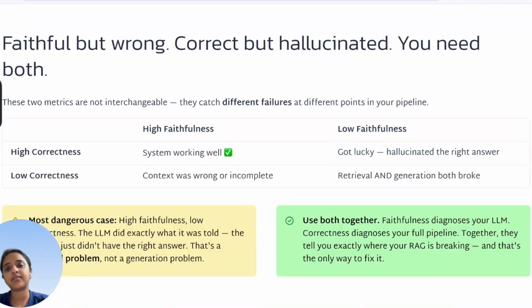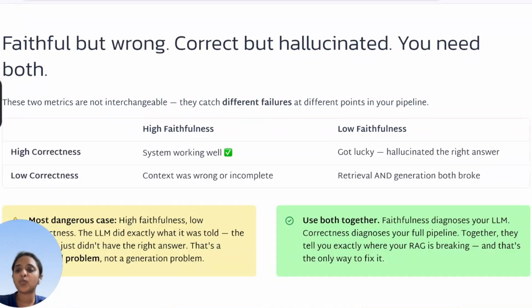Low correctness and high faithfulness. That means the generation is fine, whatever answer the model is giving is present in the context, but the retrieval itself was wrong. It did not get the right context, or it was incomplete. That can also happen in a few cases. So correctness can be low in that case.